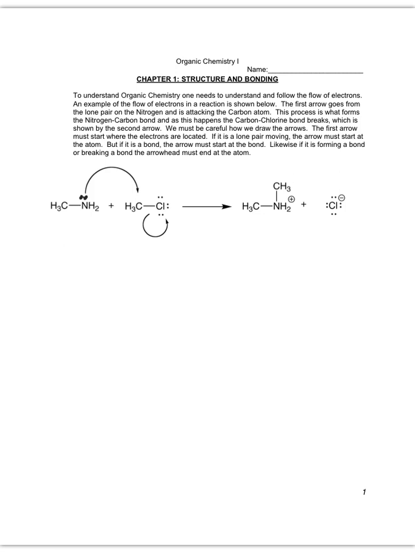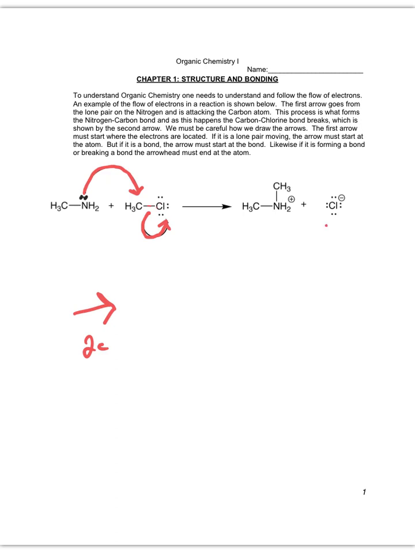Red pen, the lone pair on the nitrogen. We have the arrow going to the carbon atom here. Okay, we have the double-headed arrow with two arrowheads on it. That signifies two electrons are moving. If we have drawn an arrowhead differently, it would signify one electron moving. And this one goes from the carbon-chlorine bond to the chlorine itself.